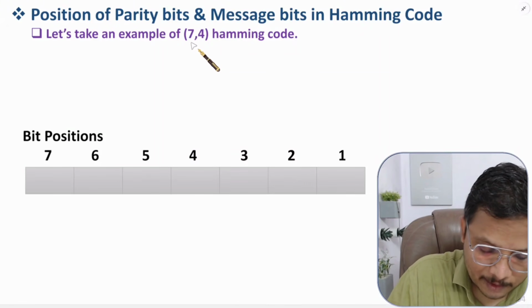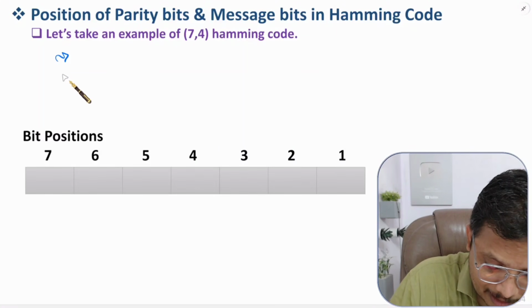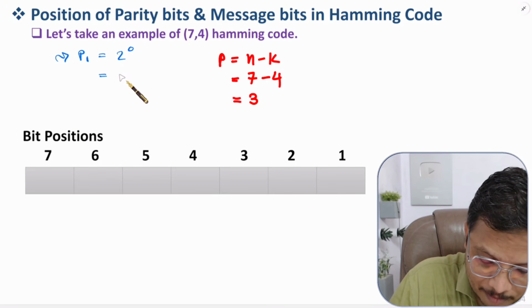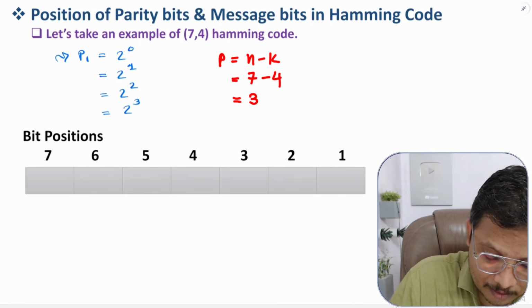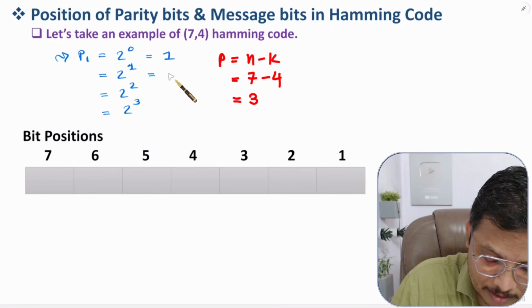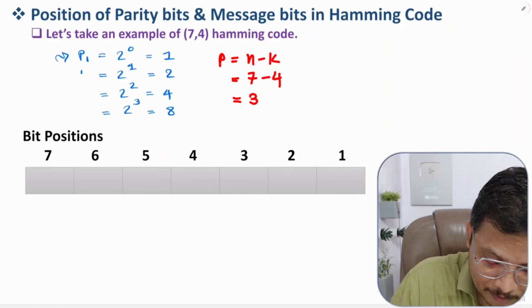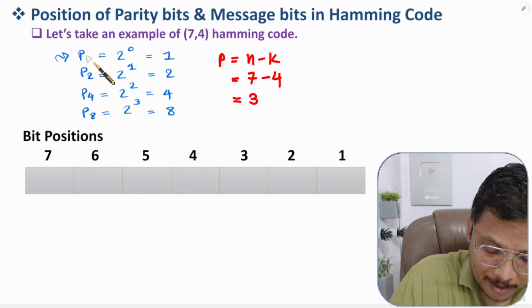To understand position, first of all you need to understand how parity bits are placed, right? So if you observe, we have total 4 parity bits. The first parity bit has position 2 to the power 0, the next has position 2 to the power 1, the third has position 2 to the power 2, and the next has position 2 to the power 3. So this will have position 1, this position 2, this position 4, and the last one position 8. So P1, P2, P4 and P8, that is how I'm naming these parity bits.